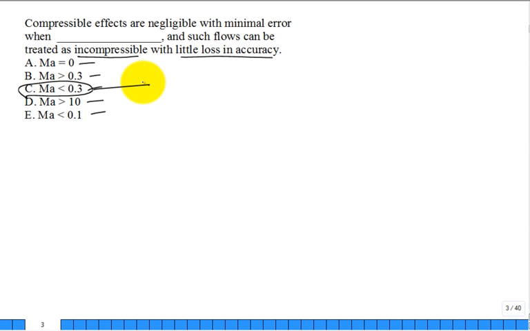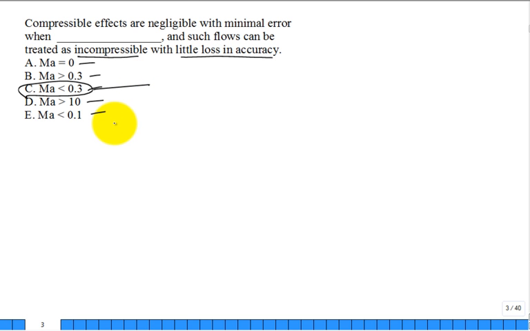Most people would admit that when you have flow, even for air, and the Mach number is less than 0.3, you could treat the air as incompressible. If you start getting air really moving, or an object really moving through the air, then you need to start thinking about compressible effects and consider them, especially anywhere around a Mach number of 1.